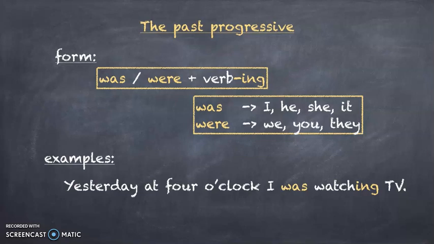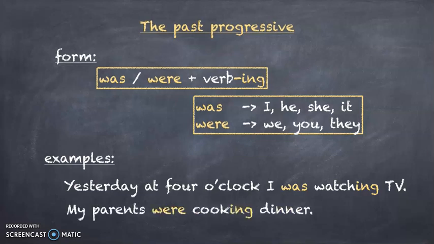So, yesterday at 4 o'clock I was watching TV. Here you can see I, so I need was, and a verb with an ing ending, watching. In the next sentence, my parents can be replaced by they, so we need were and the verb cooking with cook and an ing ending.